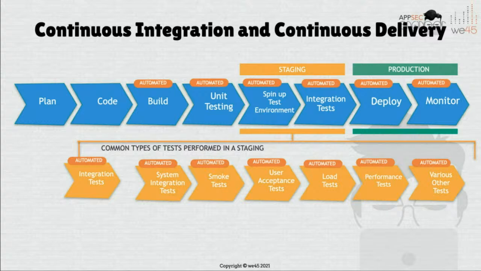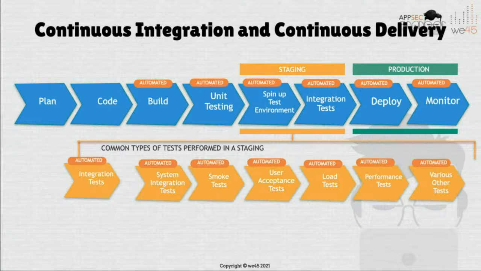So only once all of these tests have passed, right? So whether it's integration tests or user acceptance tests or even load tests or performance tests, once you get a green light from all of these automated tests, only then you would go ahead and deploy it to the production environment, where the deployment itself is going to be continuous. At the same time, you will also want to monitor your production environment as well.